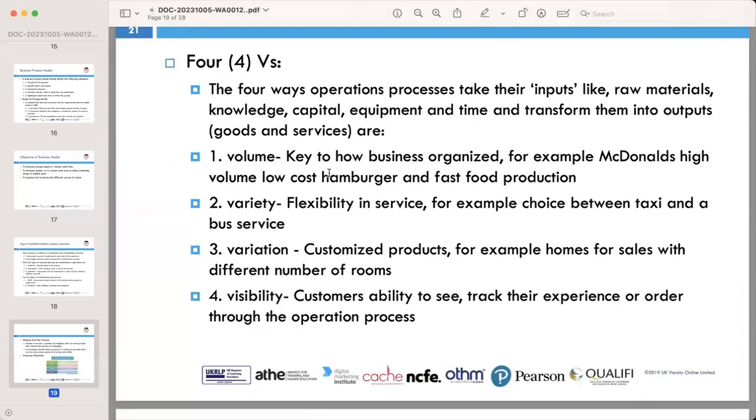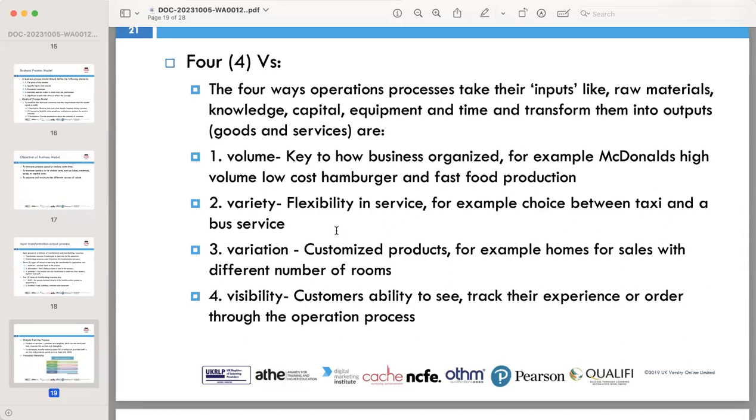First one is volume, key to how business is organized. For example, McDonald's, high volume, low cost, hamburger and fast food production. So volume pertains to the quantity of output produced by the process. High volume processes are often organized for efficiency and cost effectiveness, as seen in fast food production at places like McDonald's.